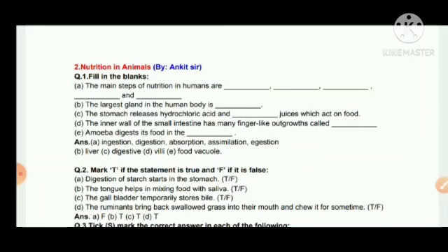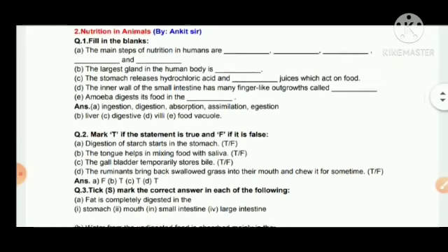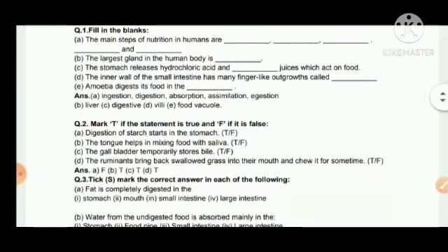Number 2, the largest gland in the human body is: as you know, the largest gland of the human body is the liver. Number 3, the stomach releases hydrochloric acid and digestive juices which act on food. Number 4, the inner wall of the small intestine has many finger-like outgrowths called villi. And the last one, amoeba digests its food in the food vacuole.